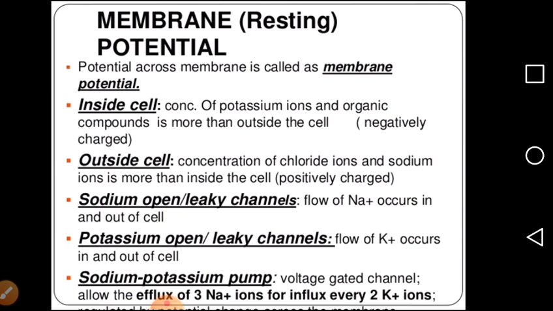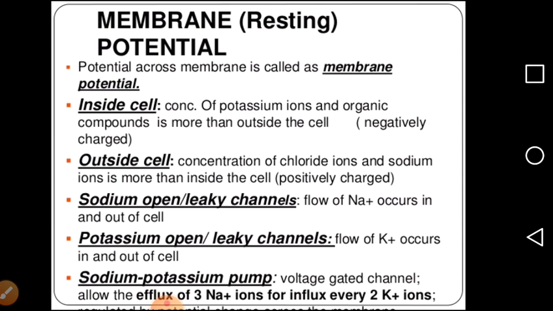Okay, what is membrane resting potential? Potential across the membrane is called membrane potential. Inside the cell, the concentration of potassium ions and organic compounds is more than outside. That is why it is negatively charged. While outside the cell, there are more positive ions. So that is why it is positively charged at normal state.